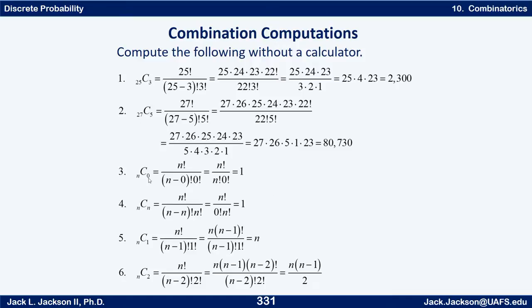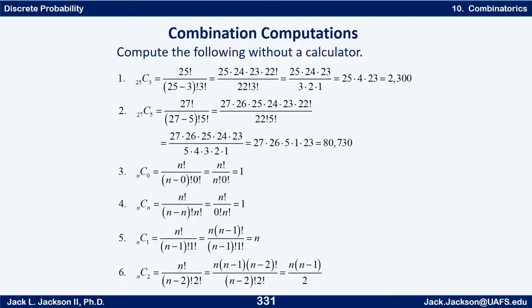And let's see what happens here for n choose 0. So it's n factorial over n minus 0 factorial times 0 factorial. Well, n minus 0 is n, so n factorial, and the n factorial on the bottom and top cancel each other out. 0 factorial is 1, so you get 1 over 1, which is 1. This should make sense. If we have n objects and we're not choosing any of them, how many ways can we do that? Well, one way. Don't choose anything. That's it.